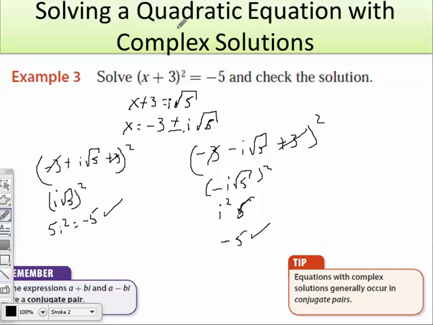Okay? Now I want you to notice over here in the tip, when we're getting these solutions, they almost always appear as conjugate pairs. So in this situation, that's what we would call this, a plus and a minus like that, a conjugate pair. And so they're almost always going to be like that.